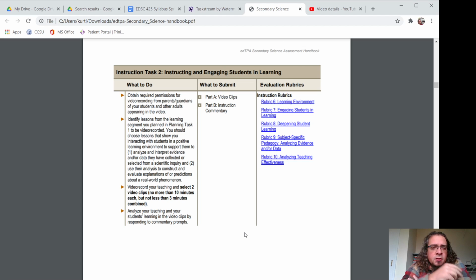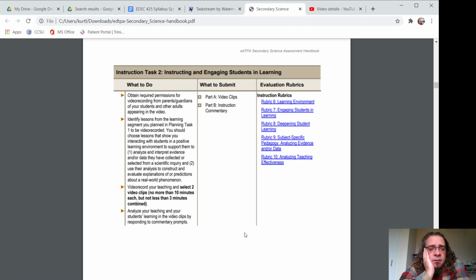Okay, so you're going to analyze and interpret evidence and/or data that you have collected or selected. In this case, this is from the science handbook, so this is not going to apply to everybody, but you can see there's probably in your handbook, if you're not science, there's probably some connections to your content there. So as you read along, you'll see that kind of stuff pop up, right?